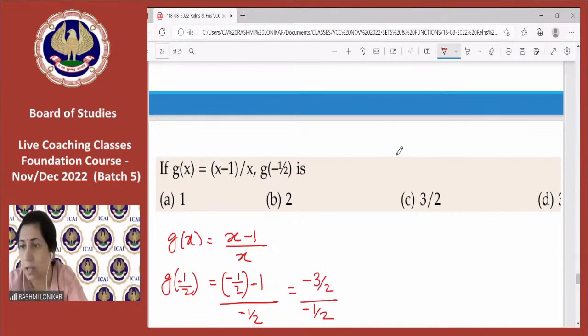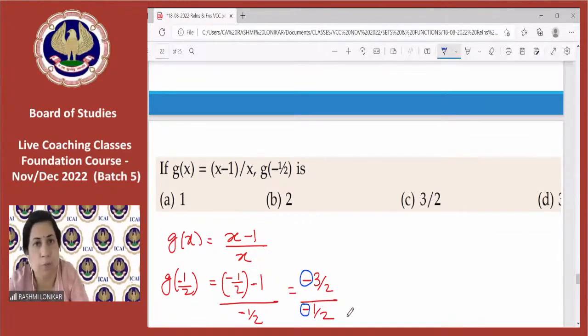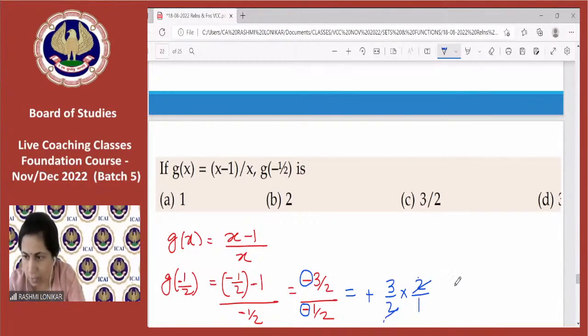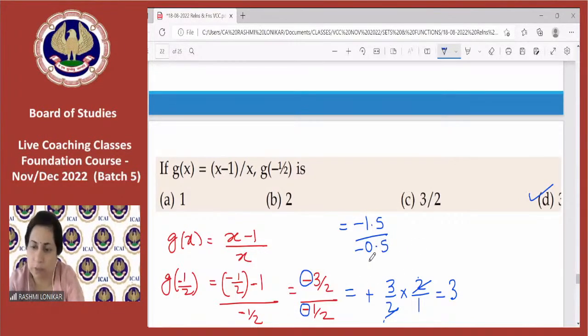And how much is this? Minus half. Now, as you can see, you have minus in the numerator and minus in the denominator. Minus upon minus will become plus. So this becomes plus 3 upon 2 upon 2 upon 1. Either you can directly do this, so this will get cancelled and you will have 3. Okay, answer is 3. If you can't do this, you can simply do this. Minus 3 upon 2 is how much? Minus 1.5. How much is this? Minus half. It is minus 0.5. So on the calculator, if you divide minus 1.5 divided by minus 0.5, you will still get the answer as 3.